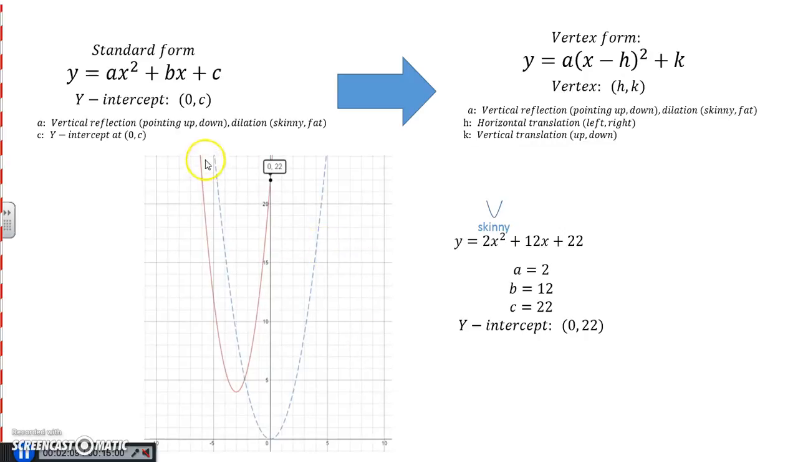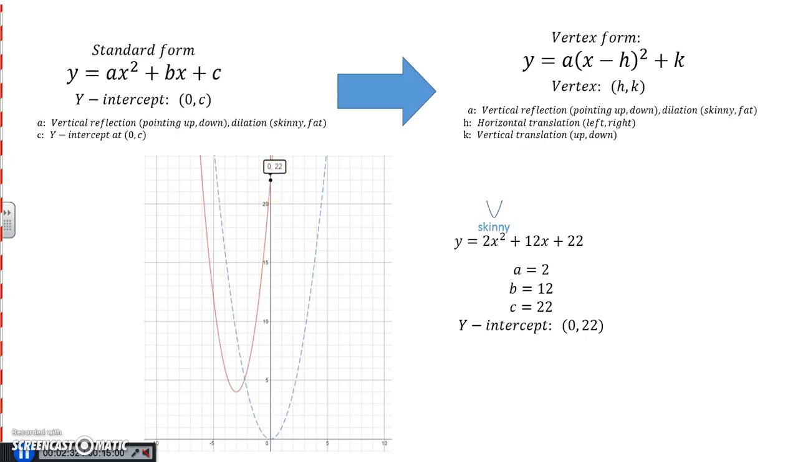We can tell by looking at the graph, we have our parent function of y equals x squared in the blue dotted line, and on the red dotted line we have our function y equals 2x squared plus 12x plus 22. As you can tell, we can see that it's pointing up. We can see that it's gotten skinnier, or it's been dilated to be skinnier. We can also see the y-intercept is 22.